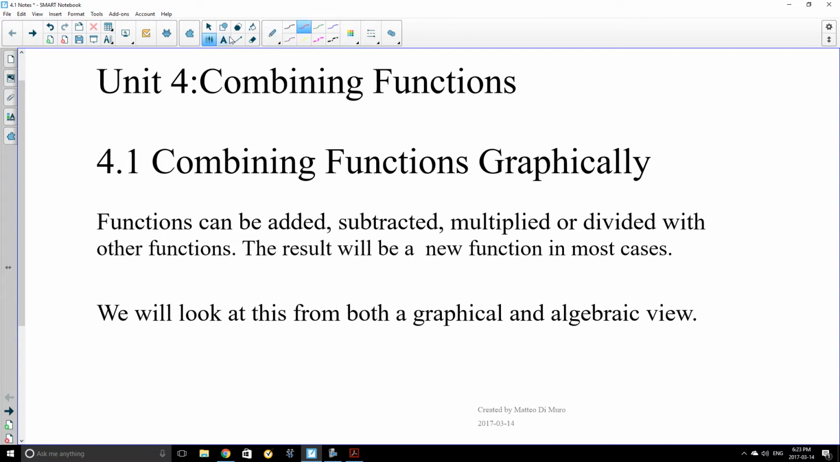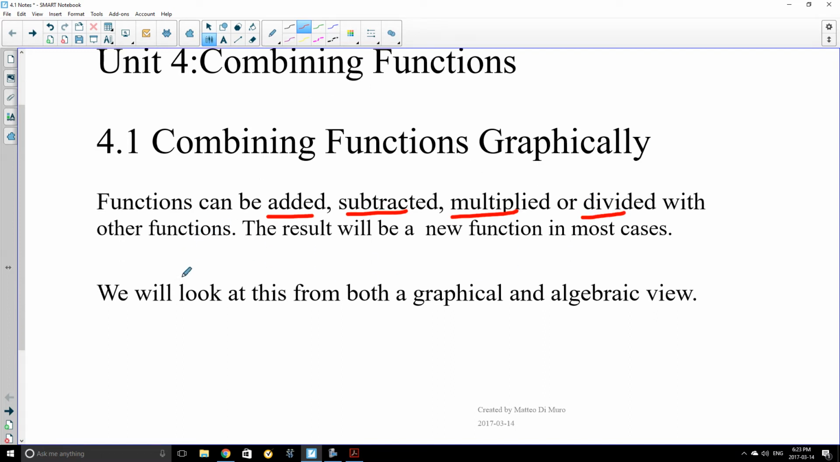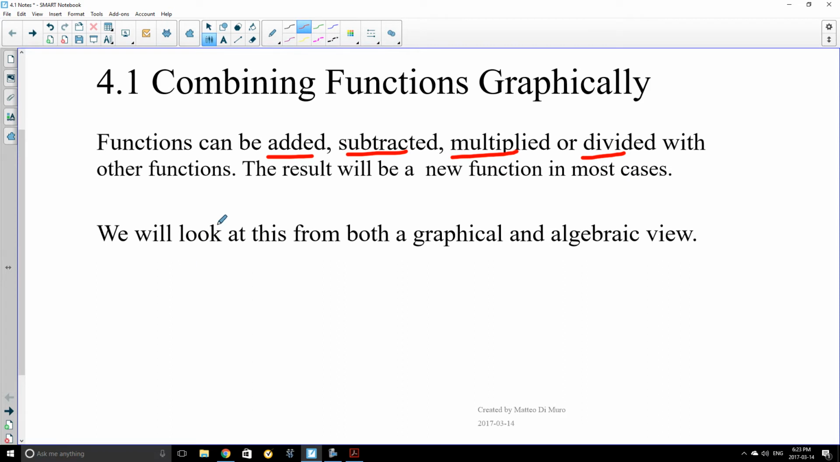We are basically going to begin examining how we can actually add, subtract, multiply, or divide functions to get other functions. Today is pretty much we're just gonna start looking at them graphically. We're gonna examine exactly what's going to happen when we start doing these operations. So we can write that down for goals for today.